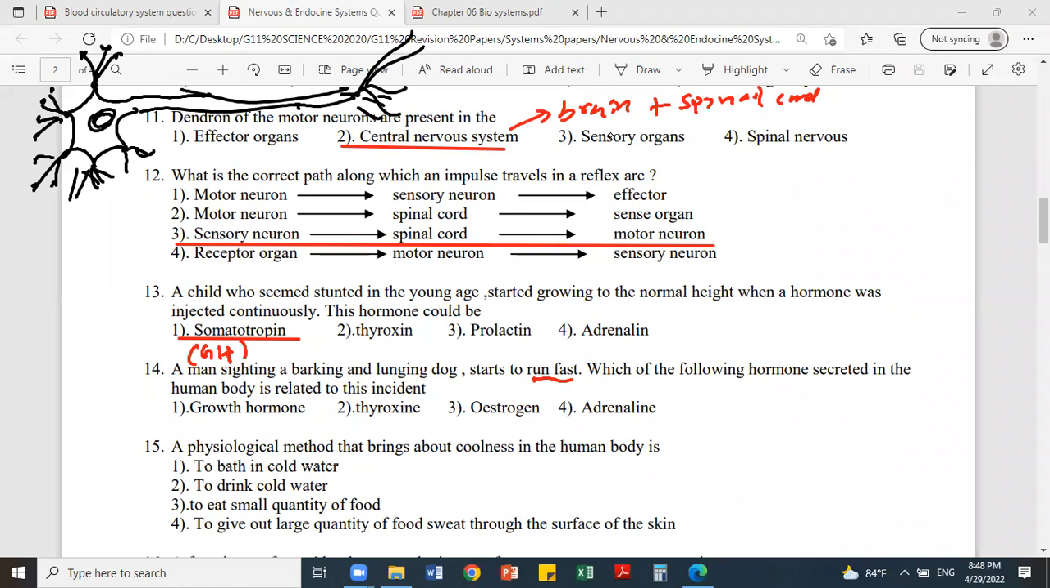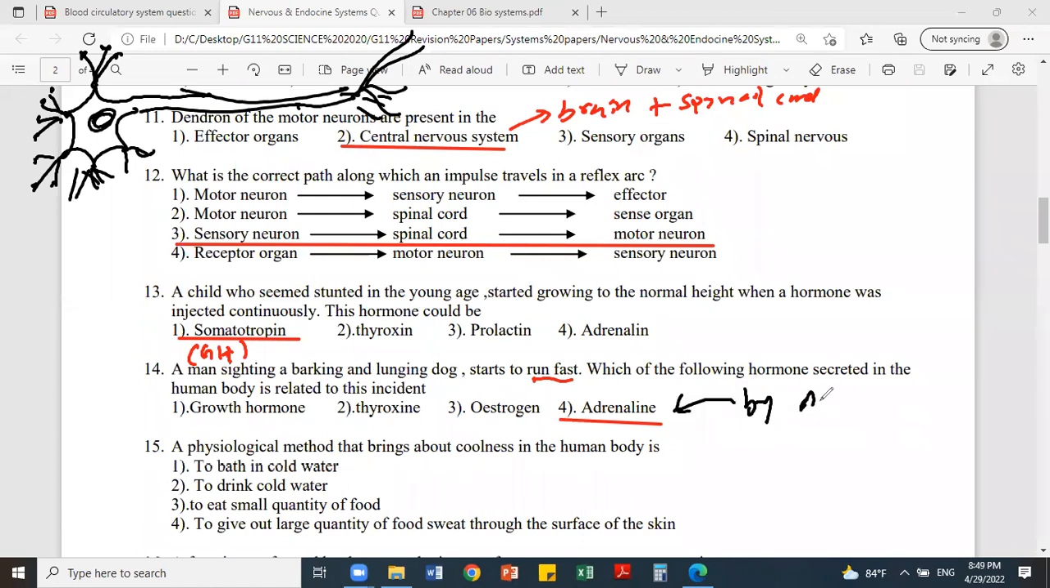Any volunteers? Question number 14. Fourth answer. Adrenaline. Very good, the answer is fourth, adrenaline. So this adrenaline hormone is secreted by the adrenal gland.